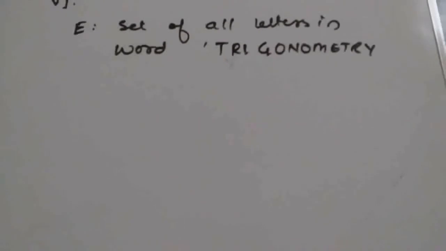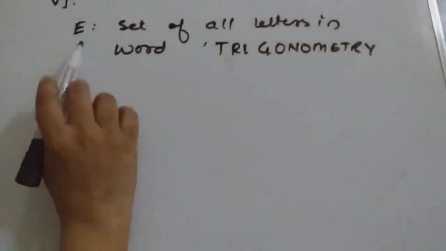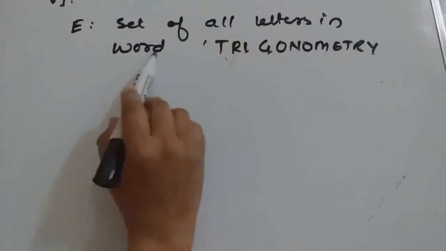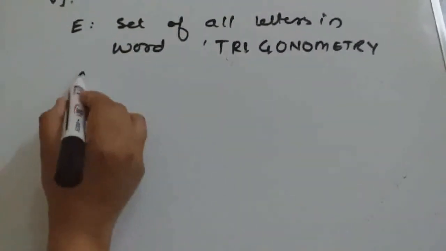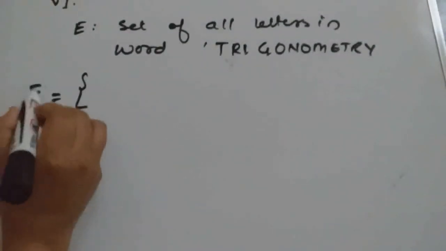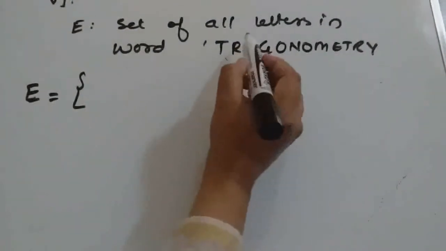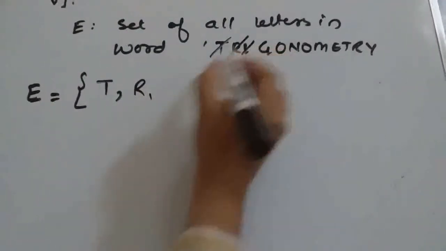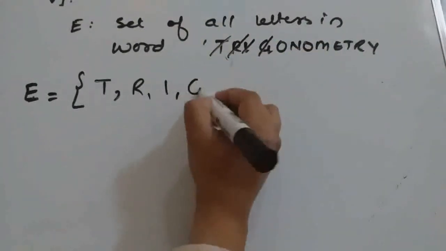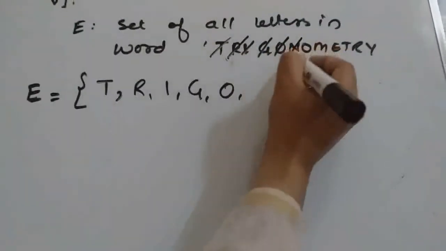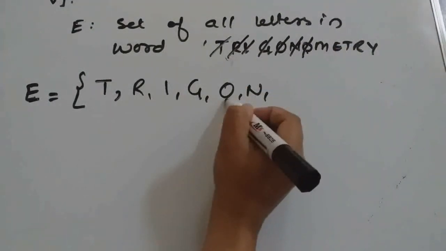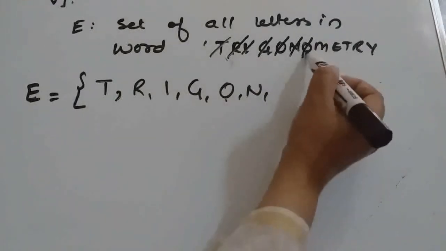Now question number 3, the fifth sub-question: E is the set defined as the set of all letters in the word trigonometry. So we'll start writing in roster form, that is we'll make a list of the letters. T we will write here, then R, then I, G will come, O will come, N. Now again O, but we wrote O already. So in roster form elements should not be repeated, so we will avoid writing this O.